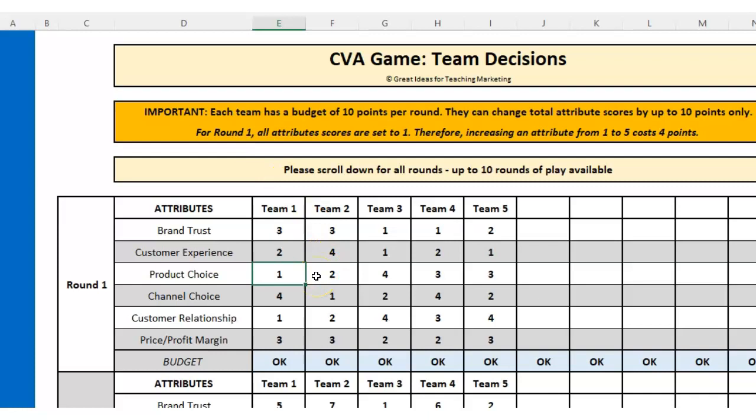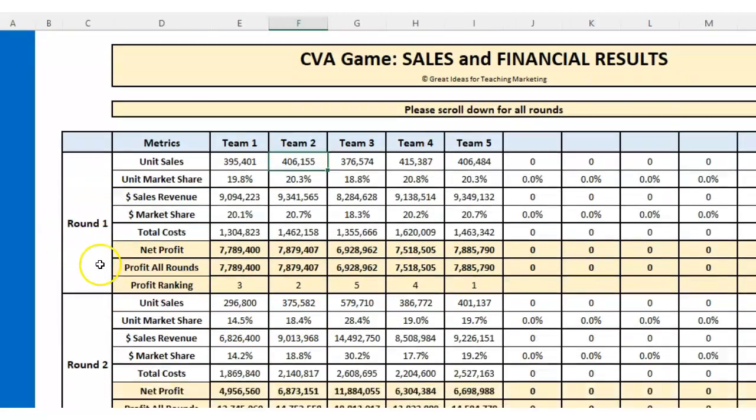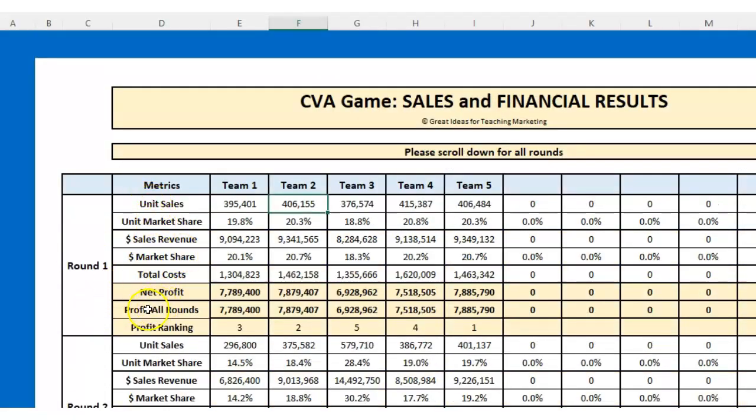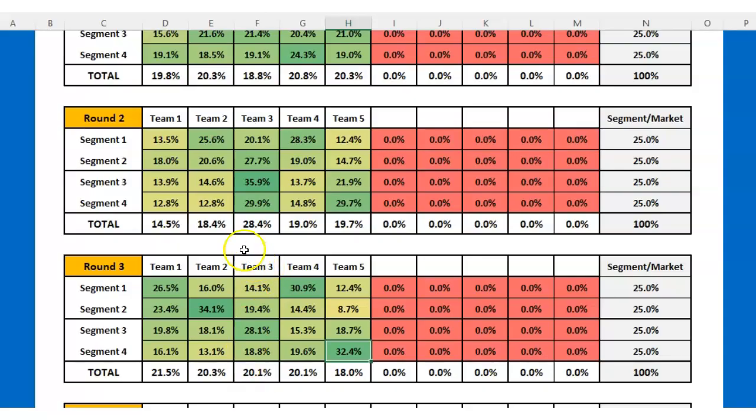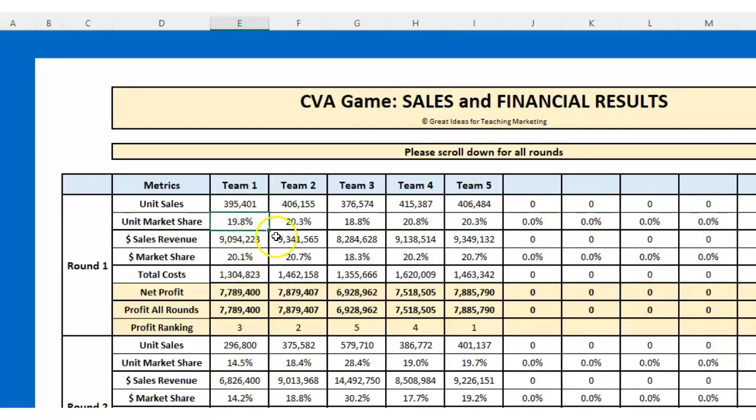So the instructor sees this, and then you will be given the results for each round, round 1, round 2, and you'll see what we're trying to do is maximize profits across all rounds. So you'll have what are your sales. The sales will be based on how well you've met the needs of each segment. And these people here, Team 1 has 19.8% of the share of the market. And then whatever the market size is, it's approximately 2 million in sales to start with. It goes up slightly each round, but not substantially.